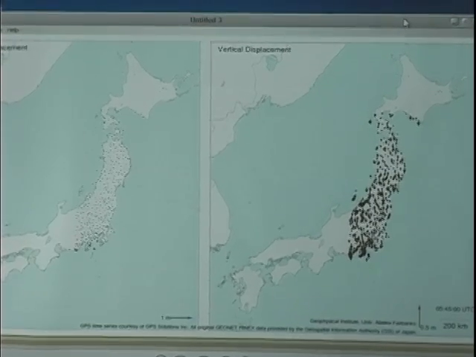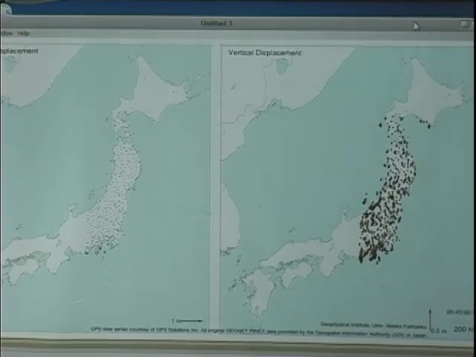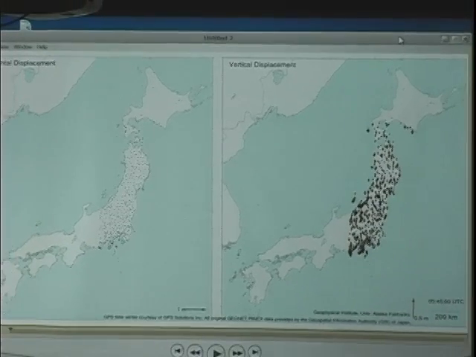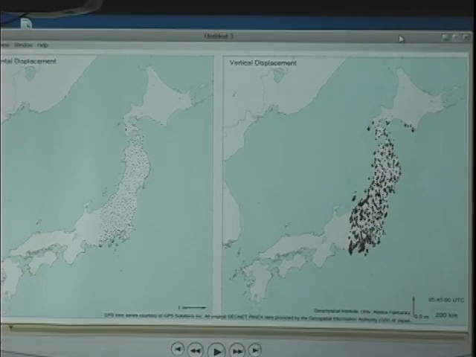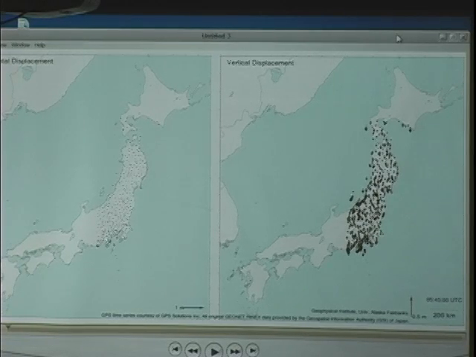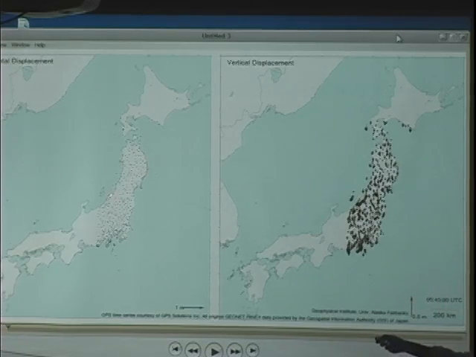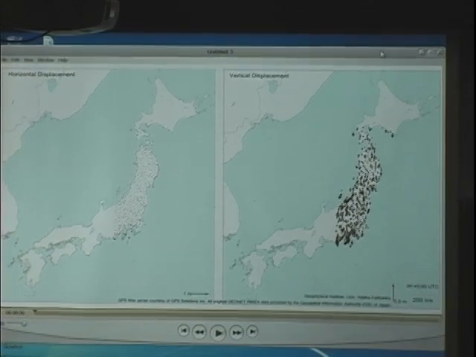So here again we have the Japanese islands, and it turns out that Japan, because it's been so seismically active through its history, is one of the most instrumented places in the world. And almost every inch of this island has either a seismometer or a GPS unit on it, okay? And so this animation is going to show you the horizontal component of displacement and the vertical displacement, okay? And as these arrows get larger, that means the Earth is going up. These will actually show you the direction of horizontal motion.